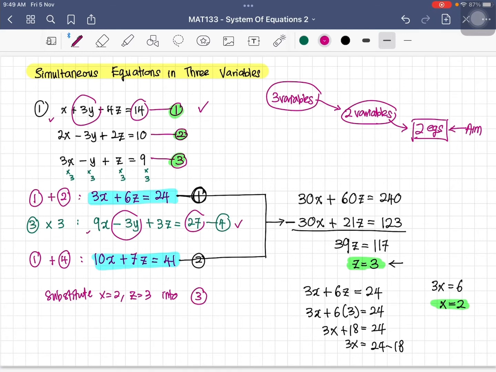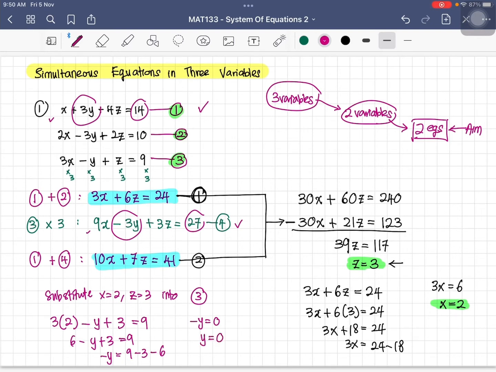Therefore, I have 3x, which is 3 multiplied by 2, minus y plus z, which is 3, equal to 9. Therefore, 6 minus y plus 3 equal to 9. So negative y equal to 9 minus 3 minus 6, right? So that one is actually 0. So negative y equal to 0.